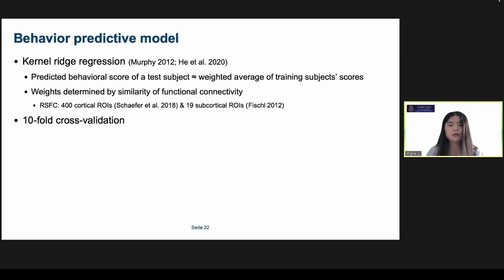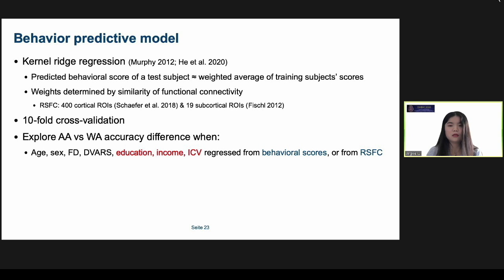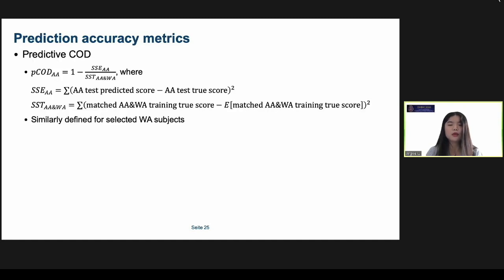We performed 10-fold cross-validation, and we explored the test accuracy between African Americans and white Americans when age, sex, motion, education, income, and ICV were regressed from either behaviors or functional connectivity. For each case, the accuracy differences were tested by randomly permuting the race of subjects for each behavior, and FDR correction was done for multiple comparisons. We used 3 accuracy metrics.